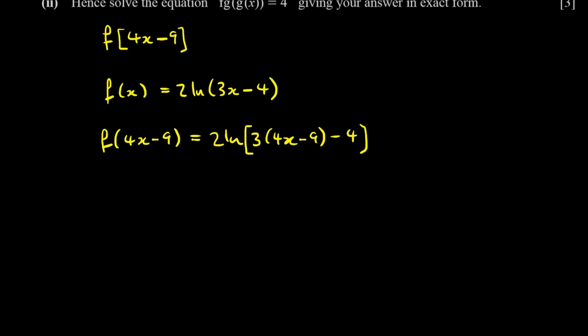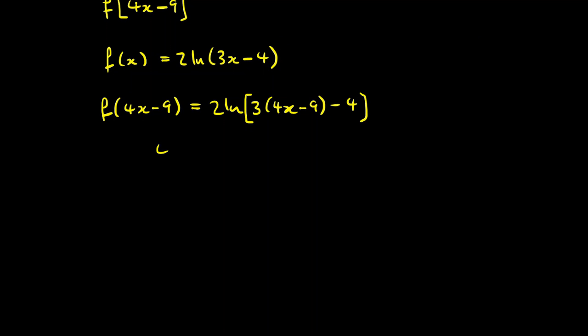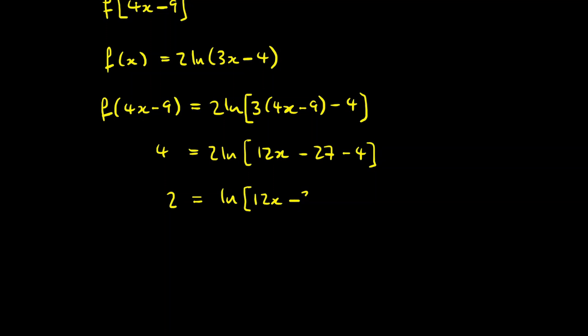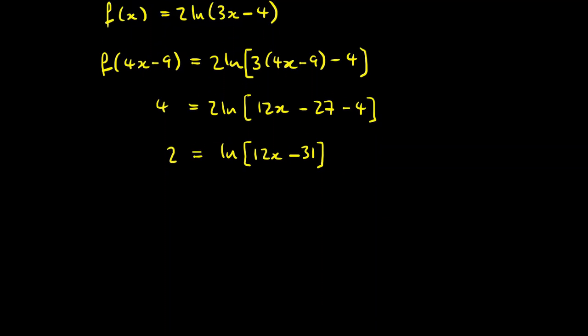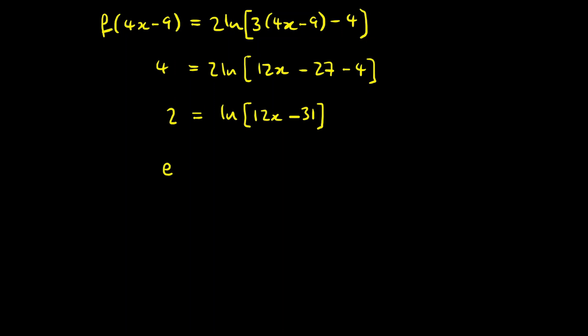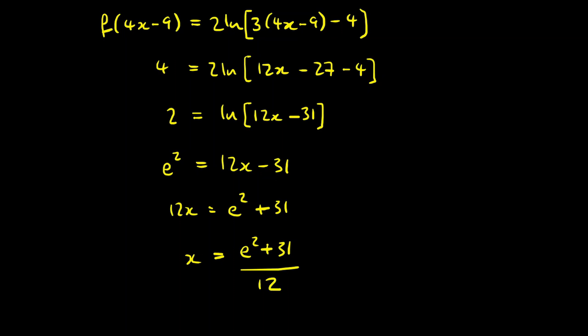Okay, we're going to set this whole thing equal to 4, right? So we're saying 4 is equal to 2 ln this whole expression here. Well, let's expand. We're going to get 12x minus 27 minus 4. Okay, we'll divide both sides through by 2, so we're going to get 2 there is equal to ln 12x minus 31. And then we can convert to exponential form. So e to the power of 2 is equal to 12x minus 31. So therefore 12x is equal to e squared plus 31. And therefore x is equal to e squared plus 31, all divided through by 12. Okay?